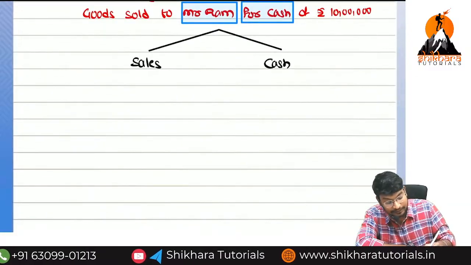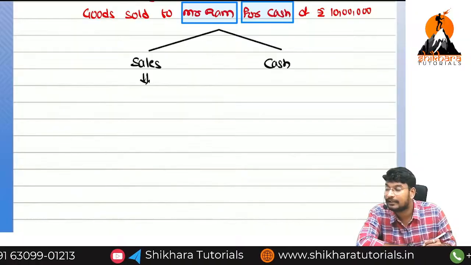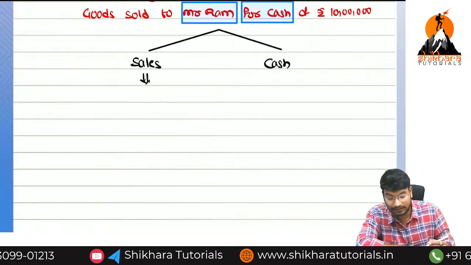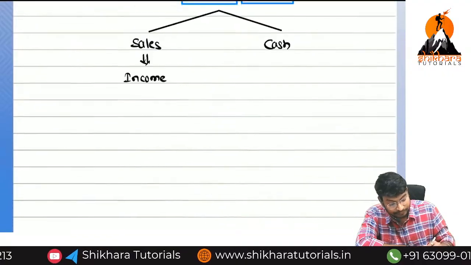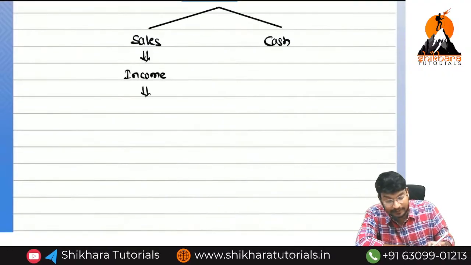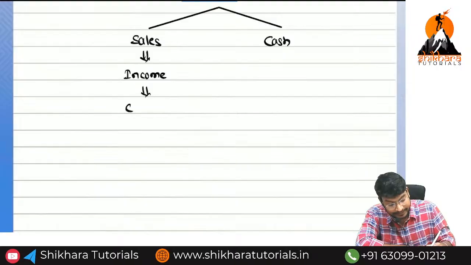So what is the meaning of sales? Is it an income, expenses, asset or liability? It is an income. Next, income is having which balance? Credit balance.